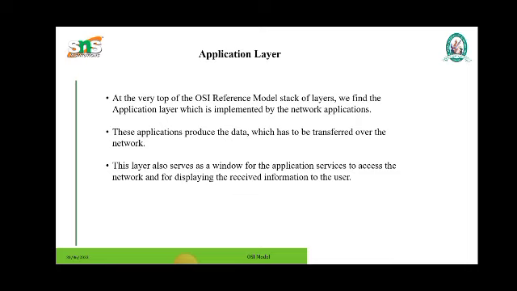And last one is the application layer. At the very top of the OSI reference model stack of layers, we find the application layer, which is implemented by network applications. These applications provide the data which has to be transferred over the network. This layer also serves as a window for application services to access the network and for displaying the received information to the user. It is the topmost layer of the network that is responsible for sending application requests by the user to the lower levels. The examples are file transfer, email, remote login, data entry, etc.